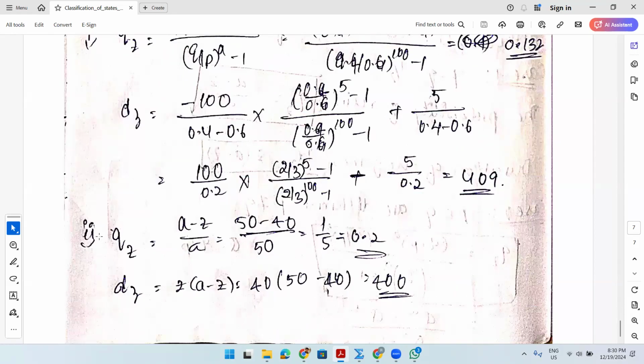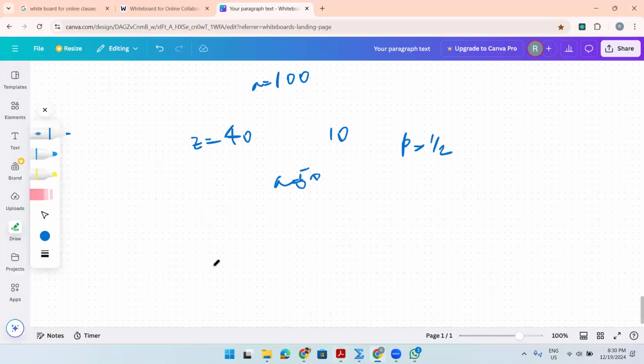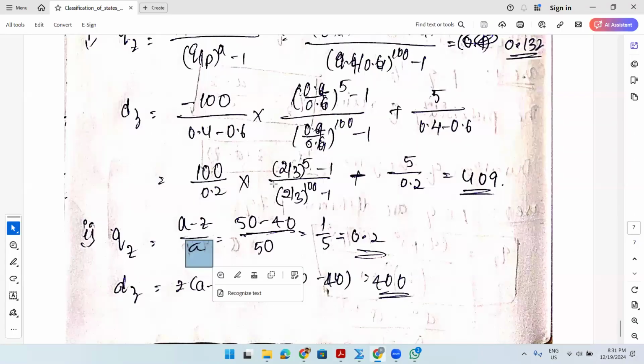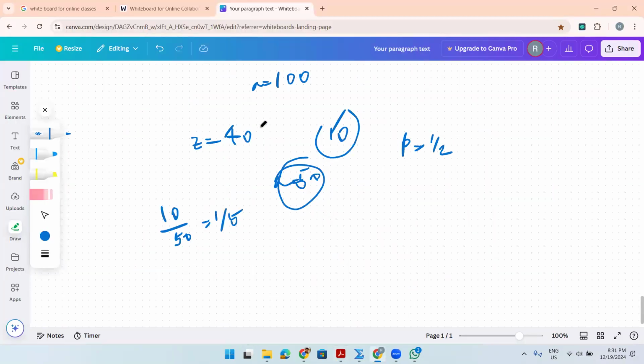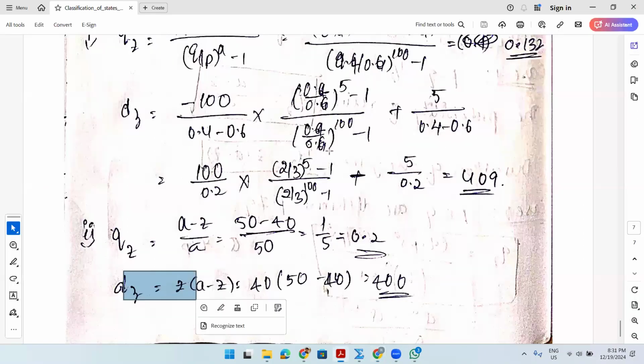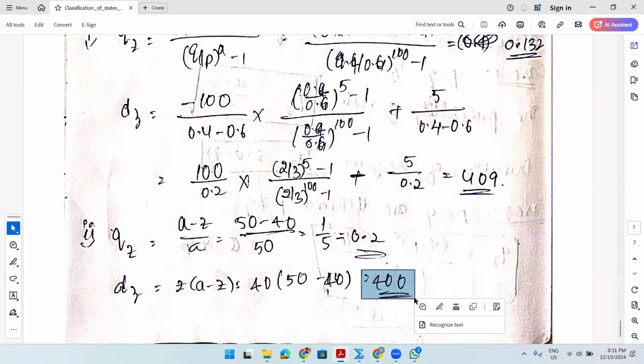The second one, QZ. What is the QZ formula? Opponent rupees by total rupees. Opponent rupees is 10, total 50. 1 by 5 is the answer. Simply opponent by total, 10 by 50, that is 1 by 5. And next, duration. This is very simple. What is the duration? 40 into 10, 400. Simply, the gambler's rupees into the opponent's 10 rupees, that is 400. We get it like this.